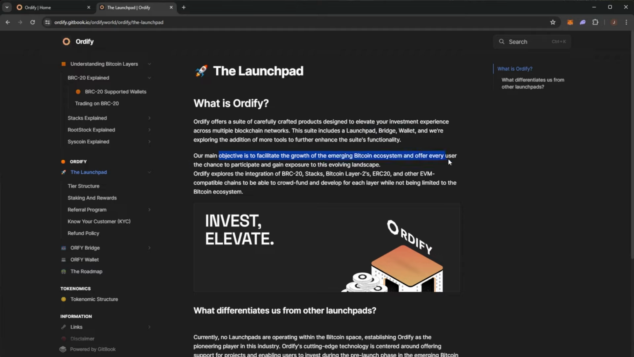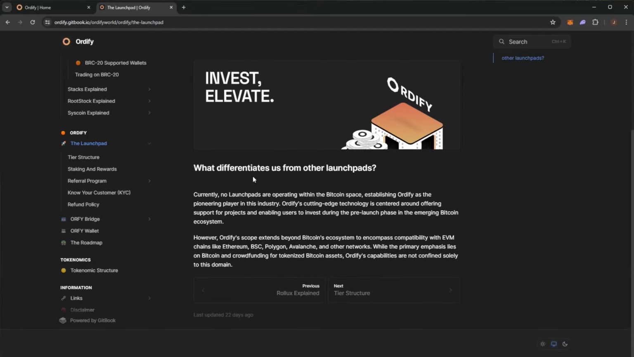And again, their main objective is to facilitate the growth of the emerging Bitcoin ecosystem and offer every user the chance to participate and gain exposure in this evolving landscape. So it's the integration of BRC20, Stacks, layer 2s, ERC20, and other EVMs. So what makes it different though to other launchpads? Currently, there are none in the Bitcoin space.